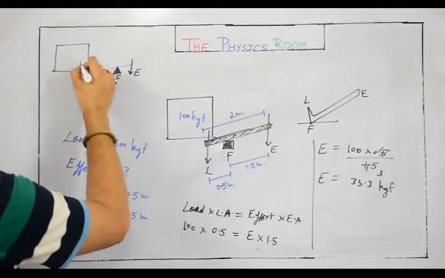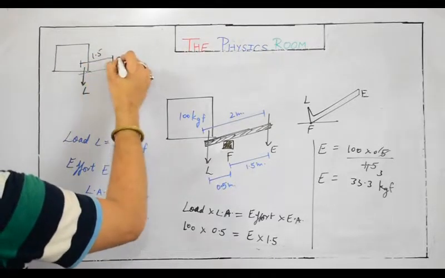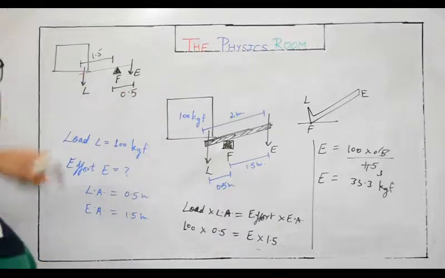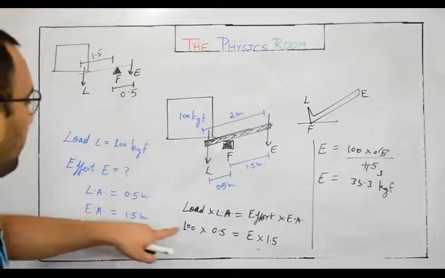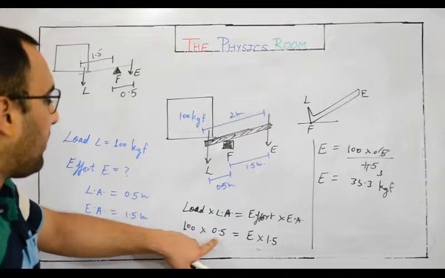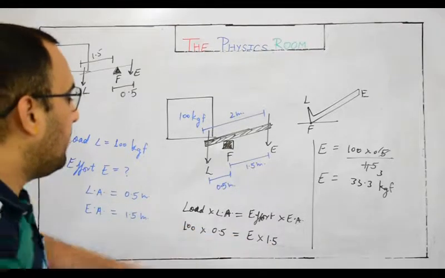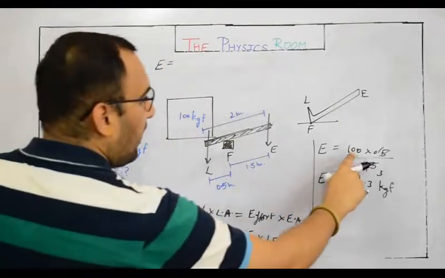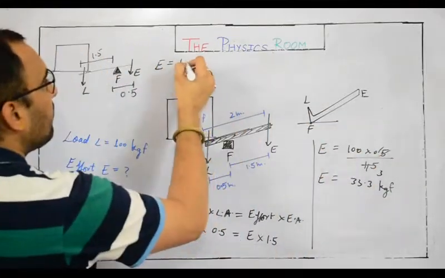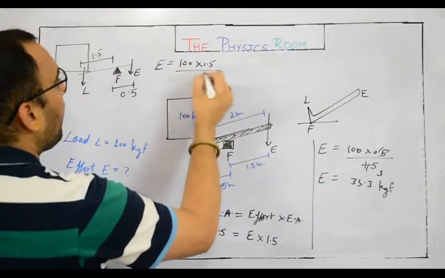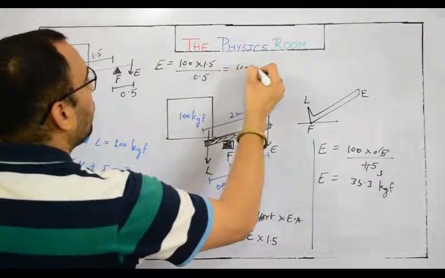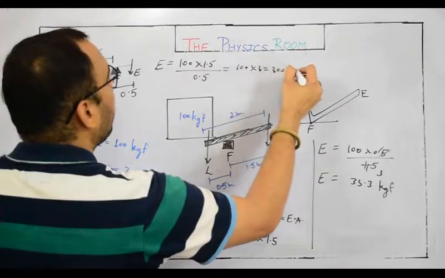Load L. Now it is supposed to be 1.5 and it is supposed to be 0.5. We have shifted in this way. So if you try to solve this, only these two values will get changed. It will become 1.5, it will become 0.5. So in that particular case, we can say effort equals 100 into 1.5 upon 0.5, or 100 into 3, or you will get 300 kgf.